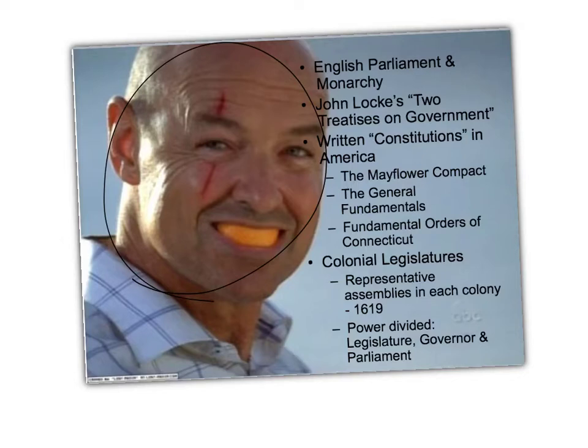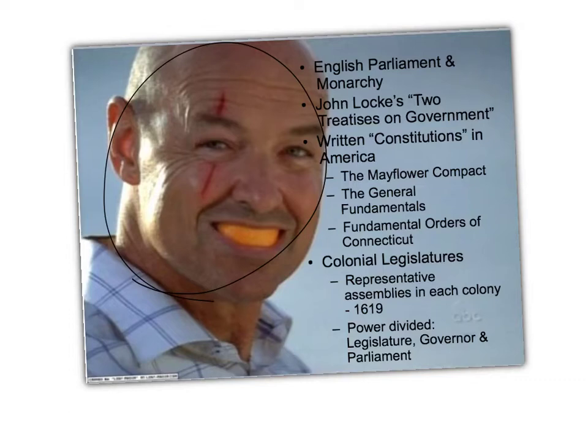A constitution is basically a written document outlining the rights of people, government, etc. There are several other examples: the General Fundamentals, which was a later part of Massachusetts government, and the Fundamental Orders of Connecticut, which of course was a part of the Connecticut colony.